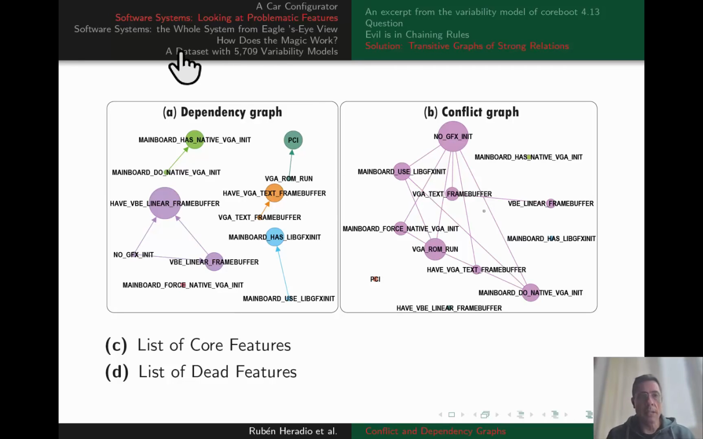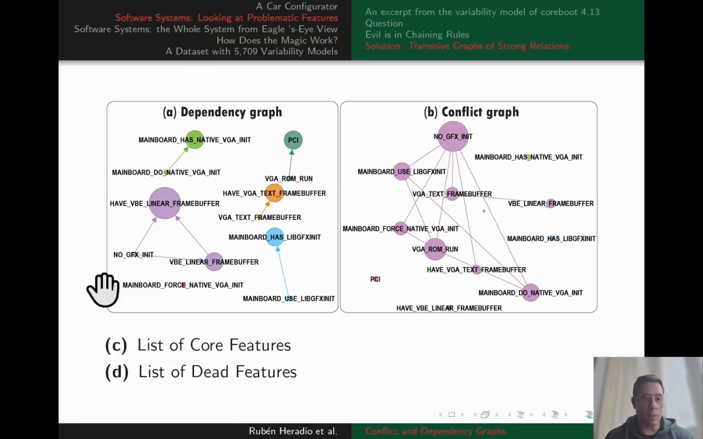For instance, here we have a dependency graph, which is a directed graph. You can see arrows where each node accounts for a configurable feature and where each arrow accounts for a direct or indirect dependency. For instance, we saw in the example that no GFX init depended on this feature and on this other feature. So you can see here the arrow. I've used different colors to highlight the connected components of the graph. And an interesting concept here is the degree of the nodes. In a directed graph, we have in and out degrees.